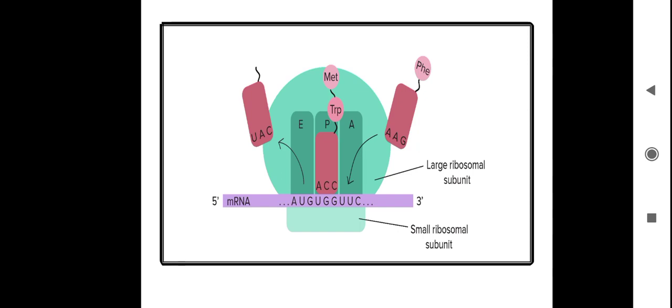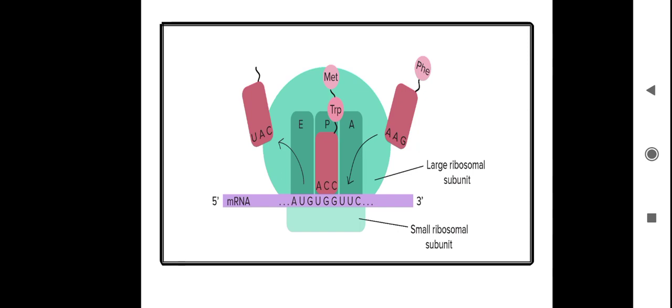Along with that, within this 30S ribosomal subunit, these three sites are present: A, P and E site. The A site is the site for attachment of the incoming aminoacylated tRNA molecule. At the P site, there is the formation of a peptide bond between the two amino acids. Here in this figure you can observe the formation of a peptide bond between tryptophan and methionine.